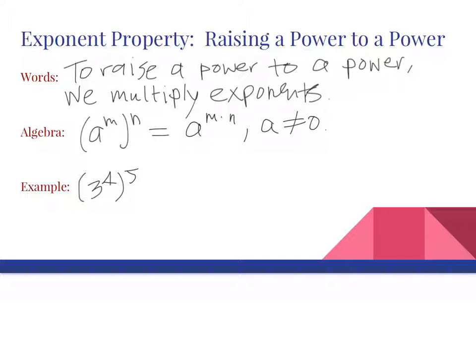As an example, 3 to the 4th raised to the 5th means we will multiply the exponents, which will be 4 times 5 as an exponent, so we will end up with 3 to the 20th power.